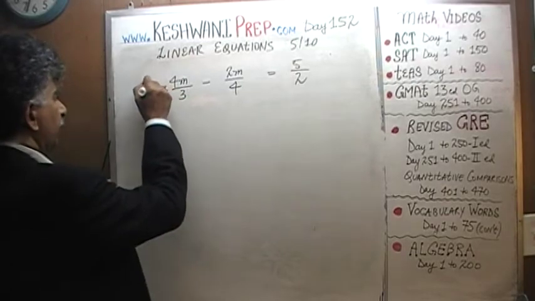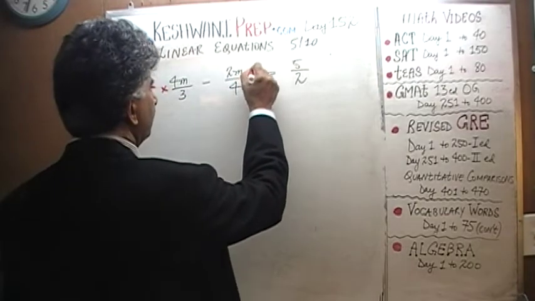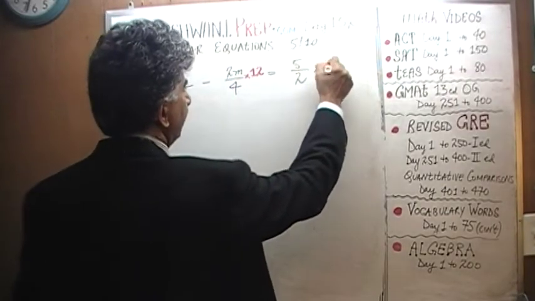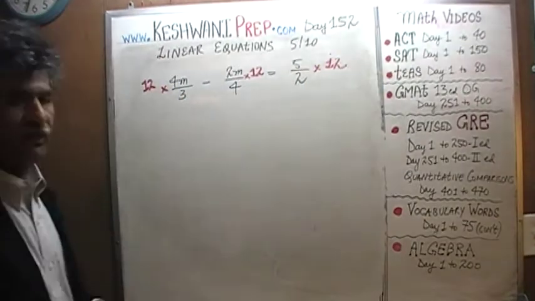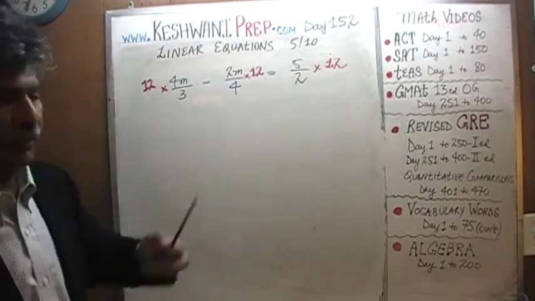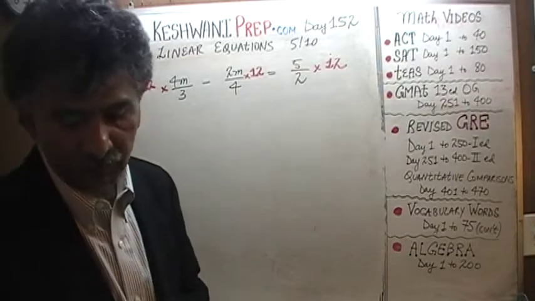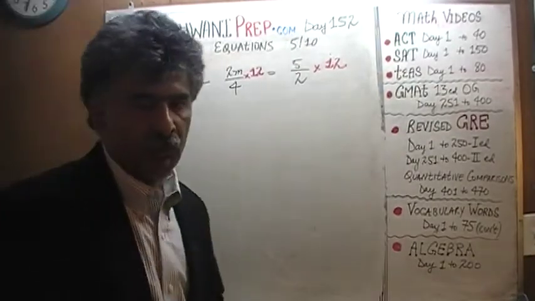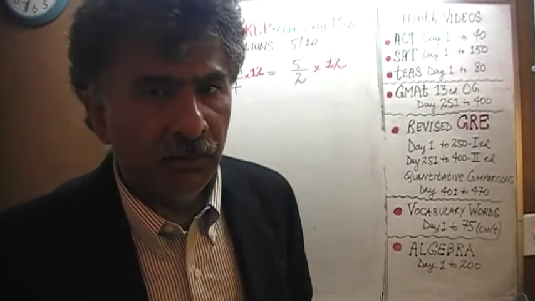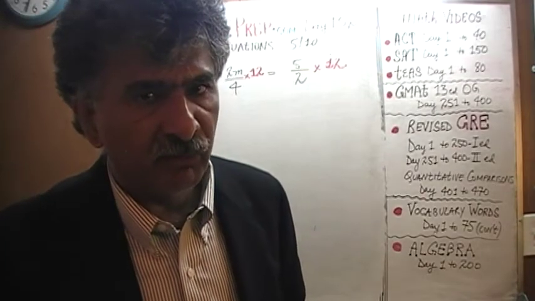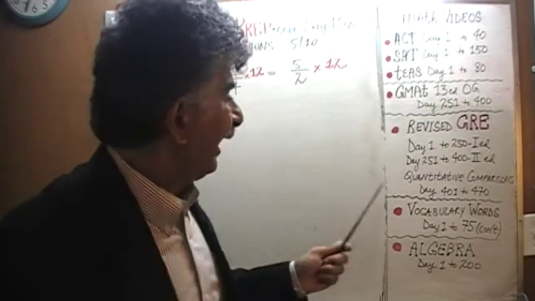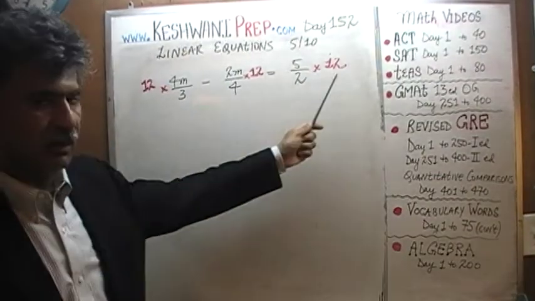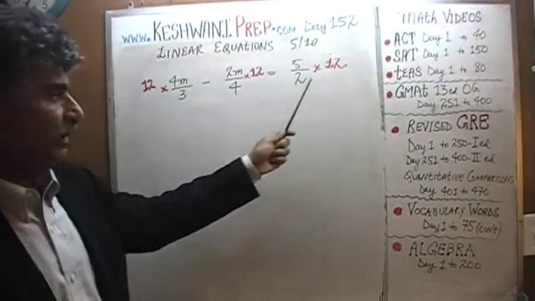Multiply the first term by 12. Multiply this term by 12. Multiply this side by 12. Every single term on both sides of the equation has to be multiplied by the same number. Otherwise, the equation will no longer be balanced. It's another way of saying the equation will no longer be the same equation as the one that is given to us if we do not multiply every single term on both sides by the same number.